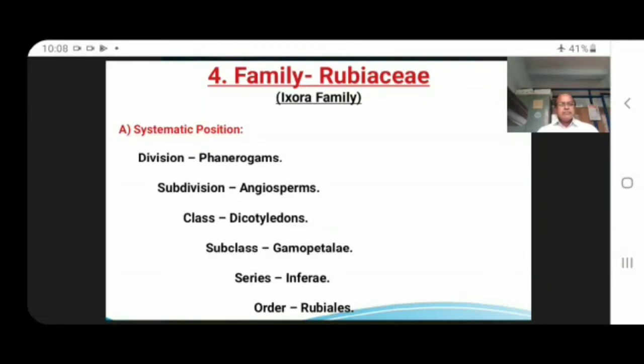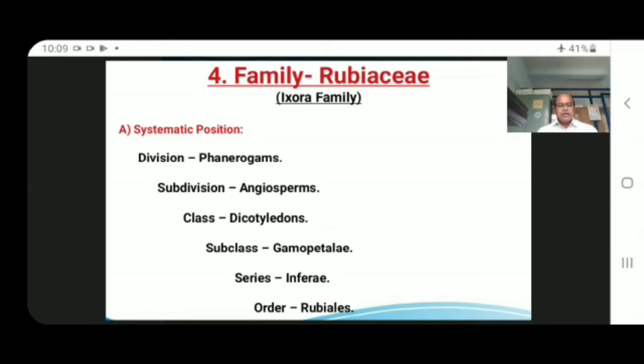Good morning, everybody. Today we are going to start family number 4, Rubiaceae. It is also called the Ixora family. This family includes 500 genera and 6,000 species throughout the world, and India represents near about 50 genera and 551 species. Out of these species, 364 species are reported in India as endemic plants.